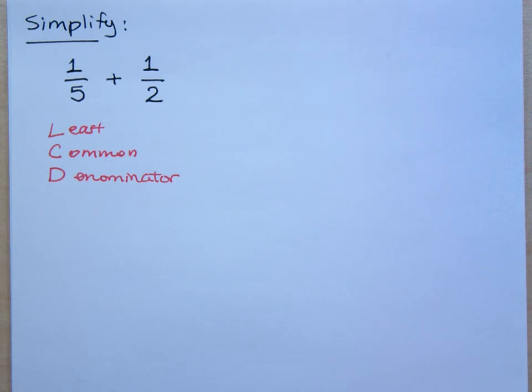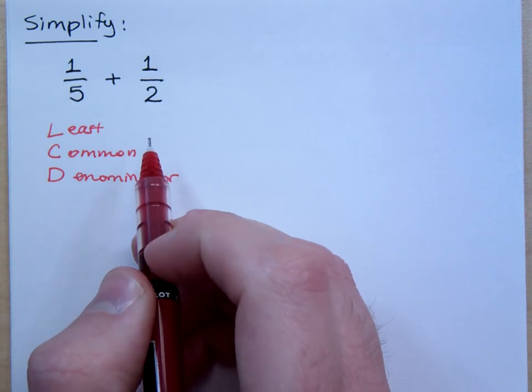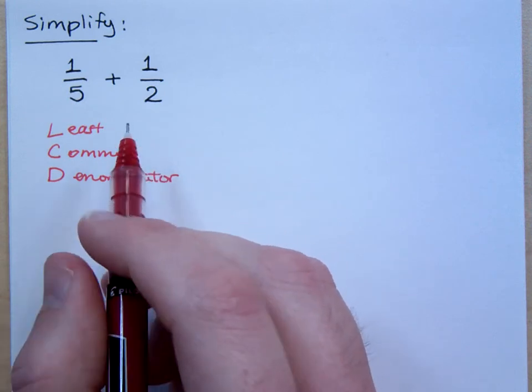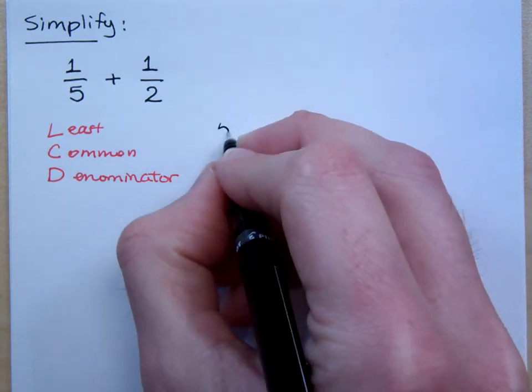So maybe you won't have to reduce later, which is not a guarantee, but the least common denominator is the smallest number that's common to both of these. And you've got to think about their factors. What's the smallest number that both of these guys can go into? 10, right? If you were to look at the multiples here, start with 5.